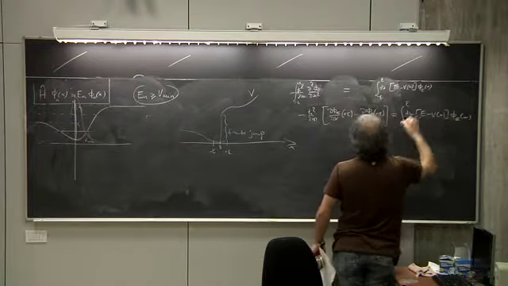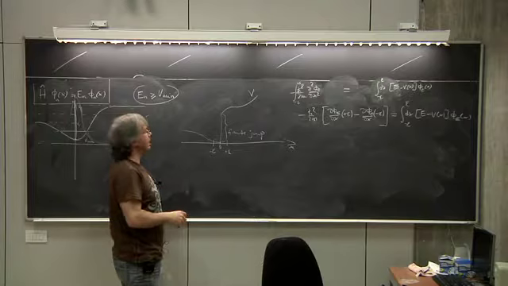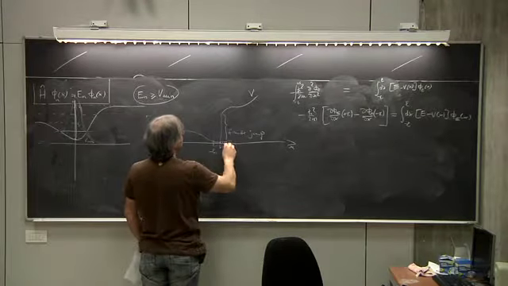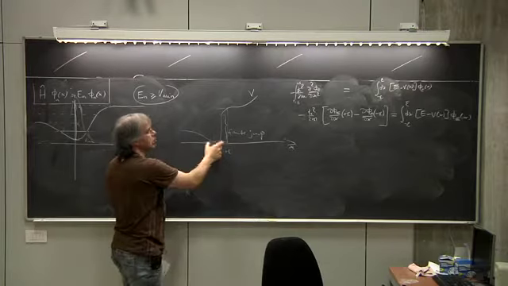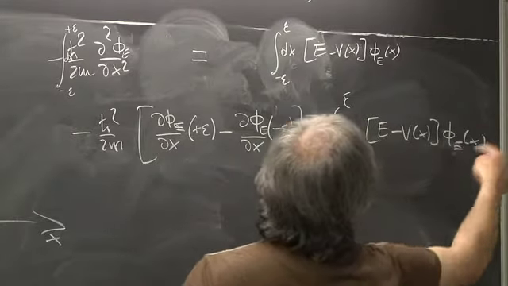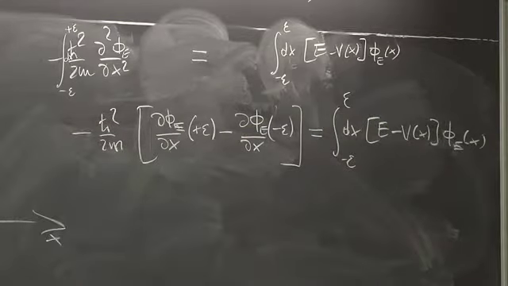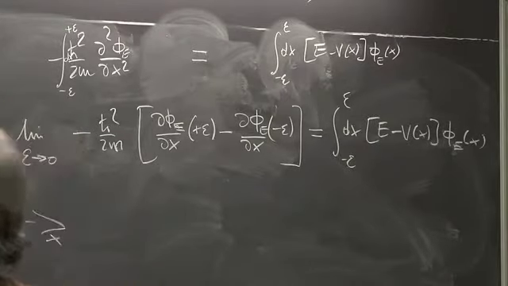Now, this is a function that has a jump, okay? But otherwise, it's a perfectly nice and innocent-looking function in this interval. Phi is a continuous function, okay? I don't know about its derivative, but it's certainly a continuous function. Now, what happens if I take the limit epsilon going to 0?